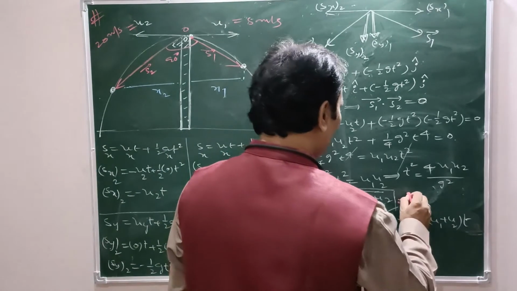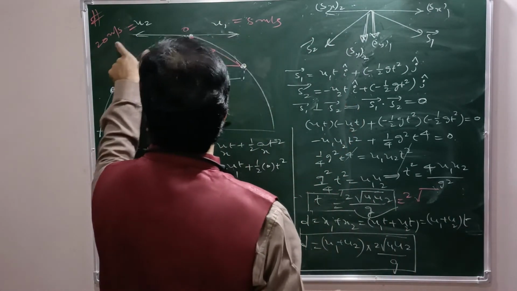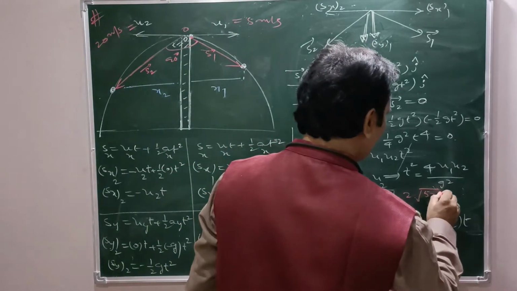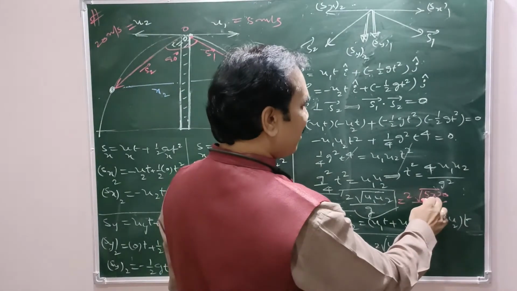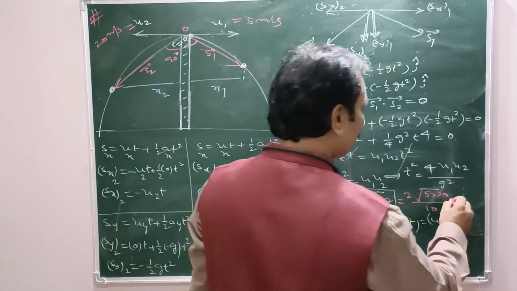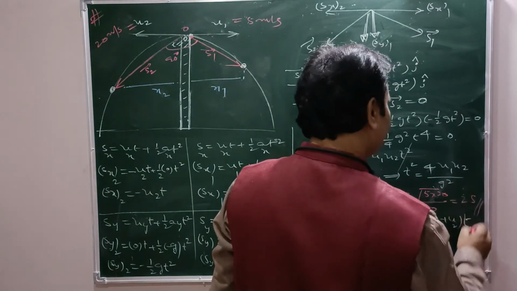What is the time? 2 root u1u2 by g. That is 2 into root of 5 into 20 by g. Root 100 means 10, 10 by 10 cancel, and we are left with 2 seconds. So the time is 2 seconds.